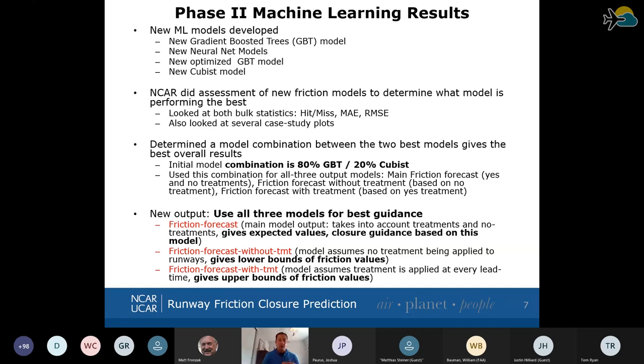And when I say every model, what we also determined by playing around with different experiments is that we provide three different friction forecasts. We have a core forecast, which drives the closure alerts, which takes into account forecasted treatments, so it reacts to treatments. We also have a forecast that assumes no treatment, and that gives you the lower bound of the friction values. And we also created a model that assumes continuous treatment, which gives you the upper bound of the friction models. And I'll show you examples of these when we look at the output.